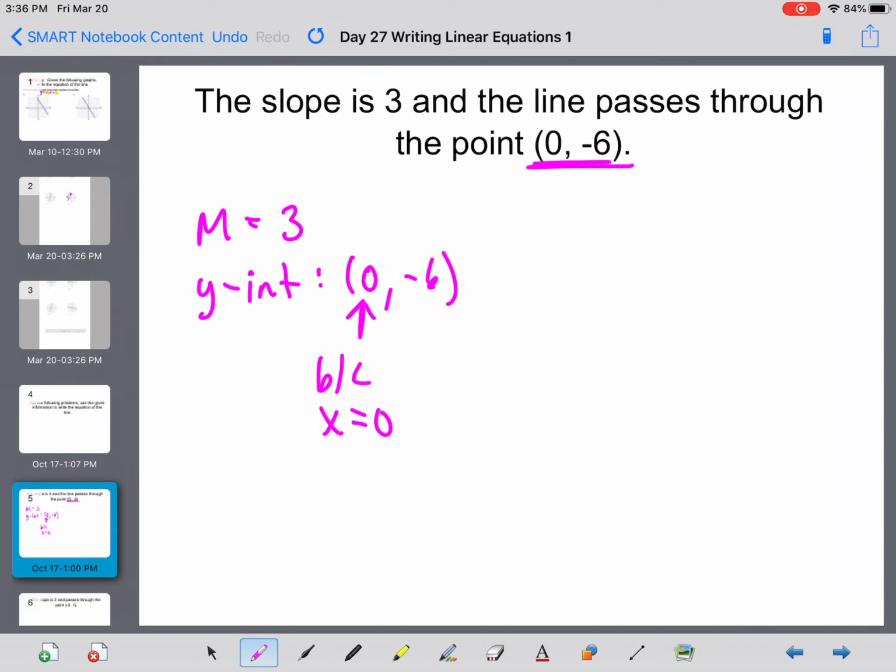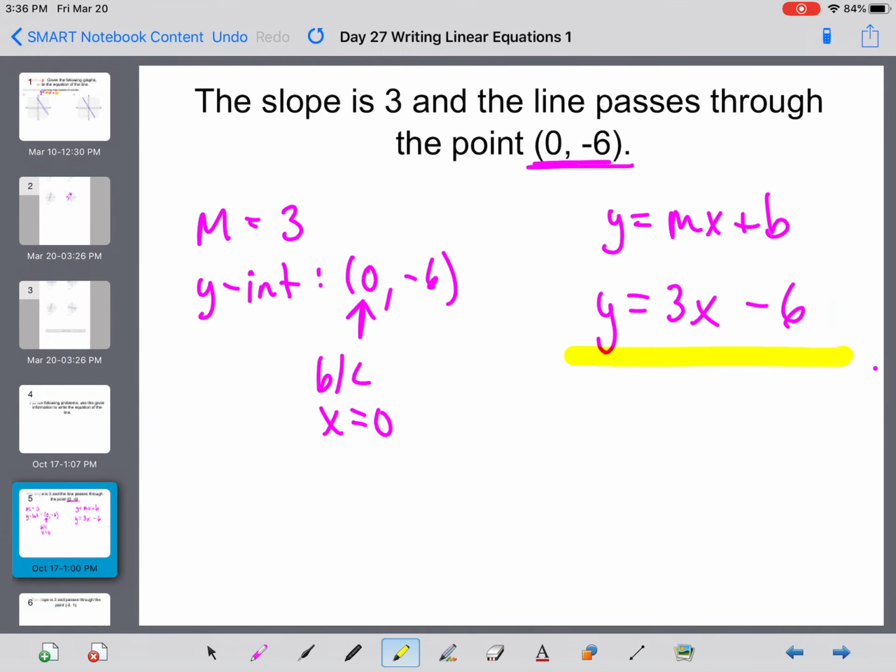So if I know the slope is 3 and the y-intercept is at -6, I can directly plug into y equals mx plus b and get my equation. So we're going to get y equals 3x minus 6.